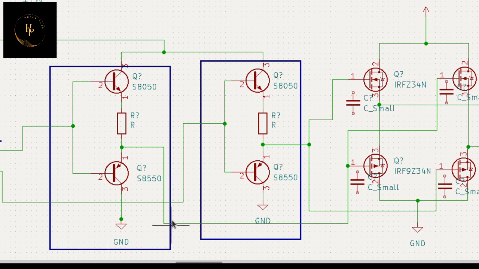This push-pull amplifier does this first phase. When this gets the pulse back to 0, then this transistor is off, but this transistor is on. I want to know why.